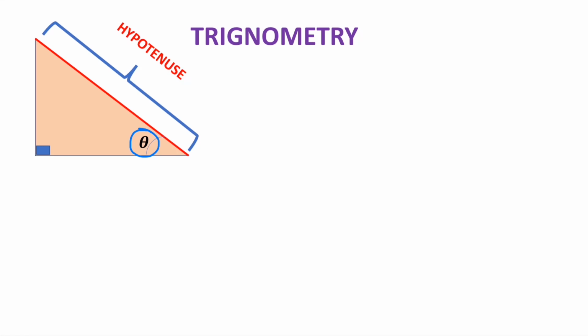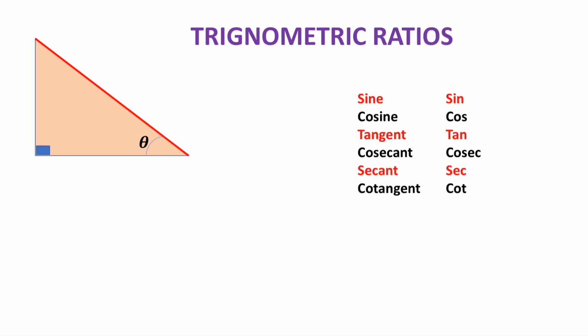We will hear in all of trigonometry theta, sin theta, cos theta, tan theta, like that, with all the trigonometric ratios. So in trigonometry we have six trigonometric ratios: sine, cosine, tangent, cosecant, secant and cotangent. And the abbreviations are sin, cos, tan, cosec, sec and cot. We call them ratios because these can be expressed in terms of the ratios of sides.